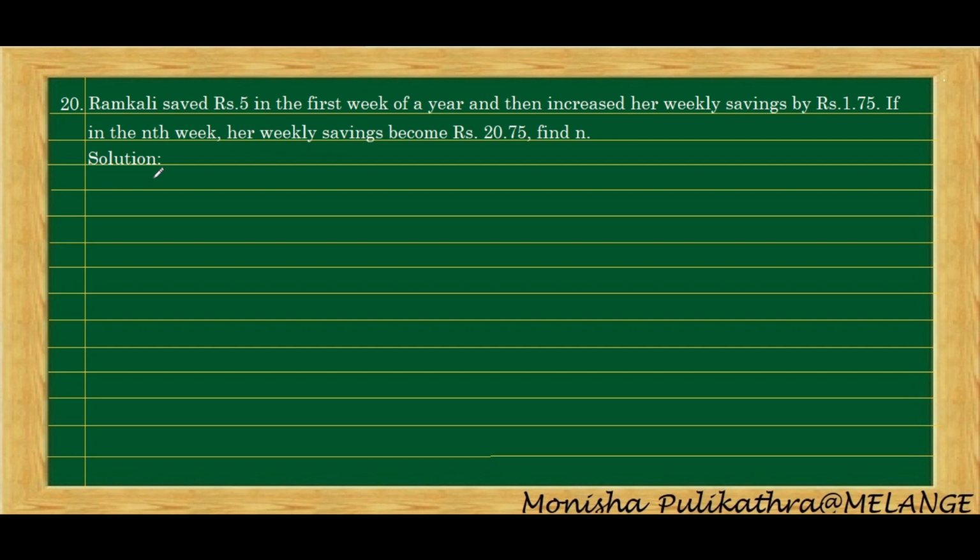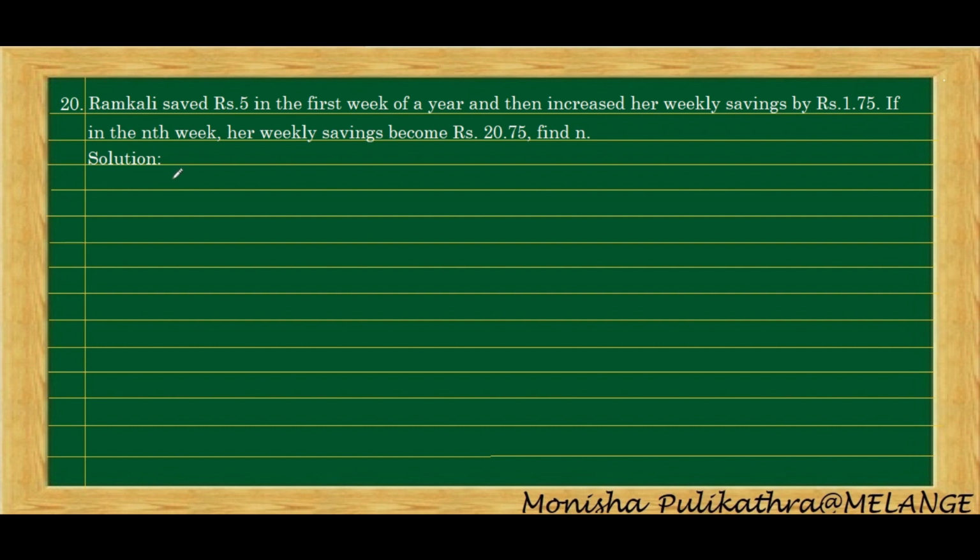So the 20th sum is also just like the 19th sum. Here Ramkali saved rupees 5 in the first week of the year, and then increased it on a weekly basis by a constant amount of rupees 1.75. In the first week she saved rupees 5. In the second week she increased it by 1.75, and every week after. So here we need to find out in which week the amount reaches 20.75.